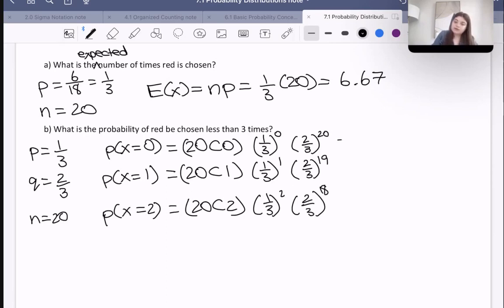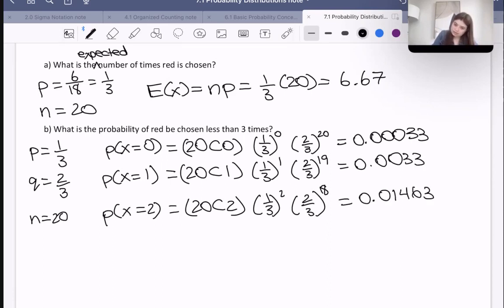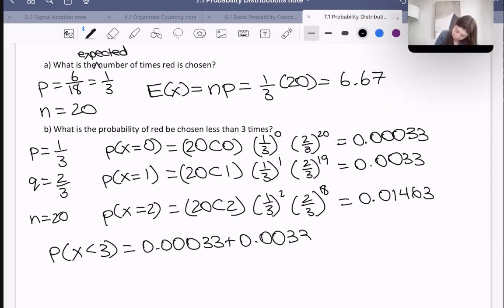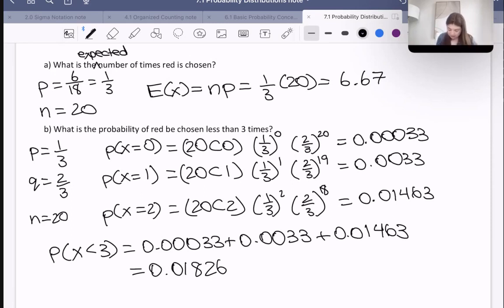So if we punch those numbers in a calculator, we're going to get 0.00033. Over here, we'll get 0.0033. And here we're going to get 0.01463. So the probability that x is less than 3, right, that we get less than 3 wins, is 0.00033 plus 0.0033 plus 0.01463, which is going to be equal to 0.01826. And you might be thinking, oh, but that's less than 2%.